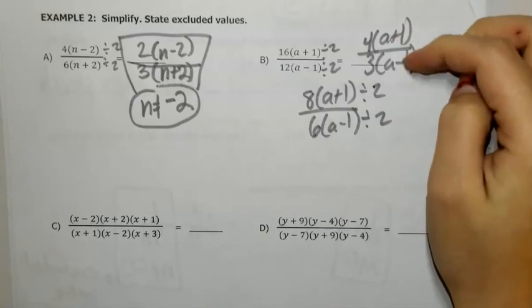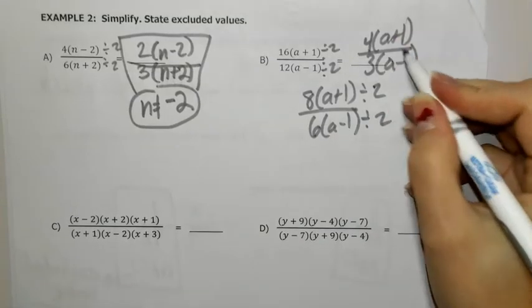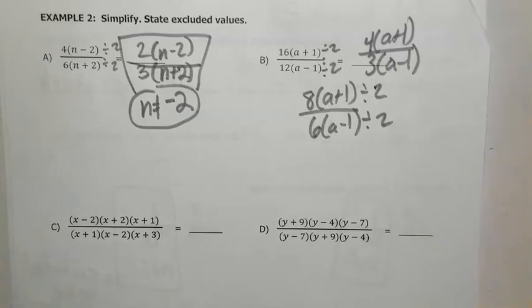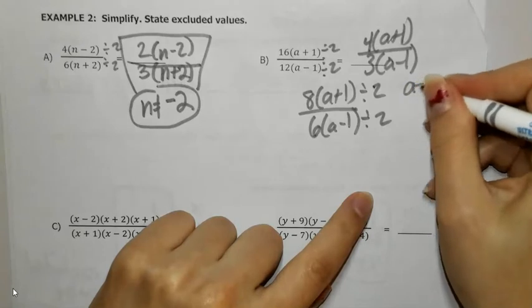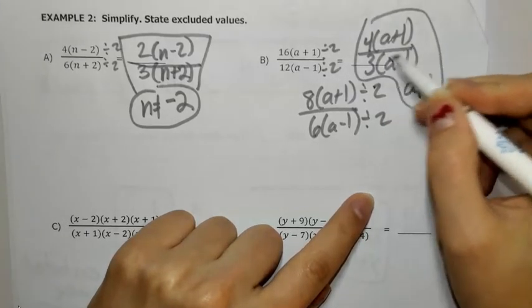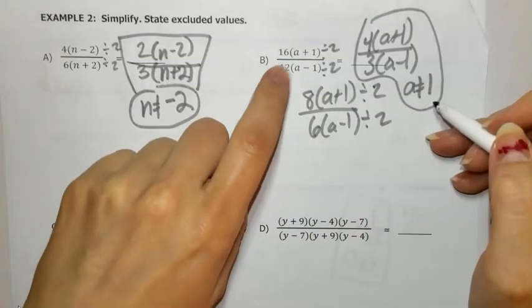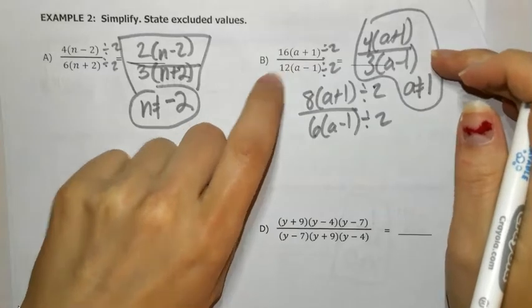Are these the same or different? Why? Yeah, one's plus, one's minus, so we're done with that. And your excluded value is that a cannot equal 1, because that would give you a 0 in the denominator. When we're looking for excluded values, you look at the original and the final answer.